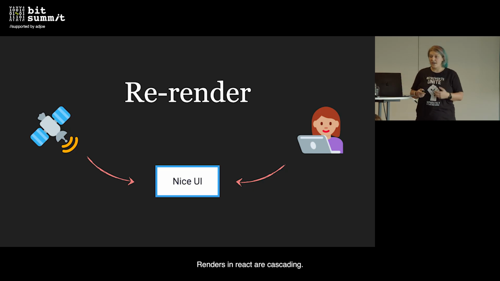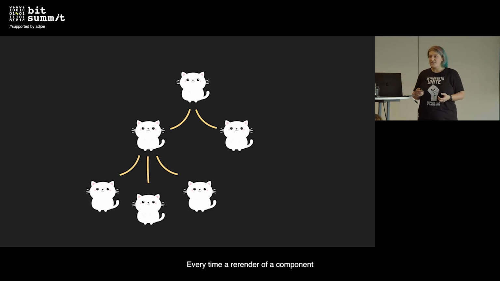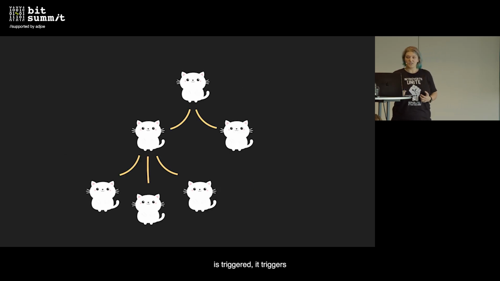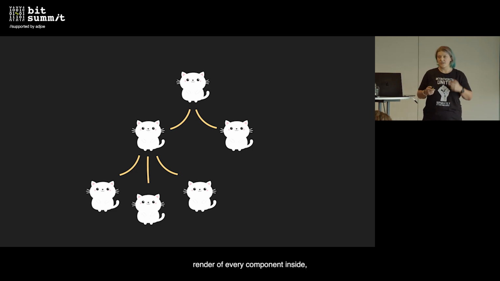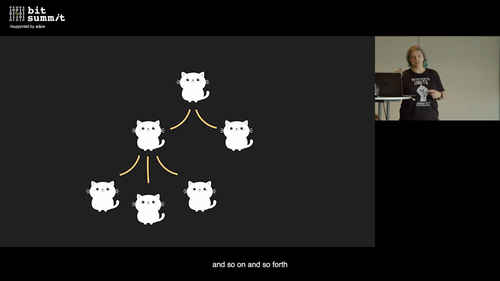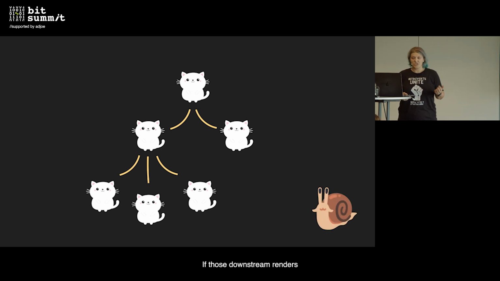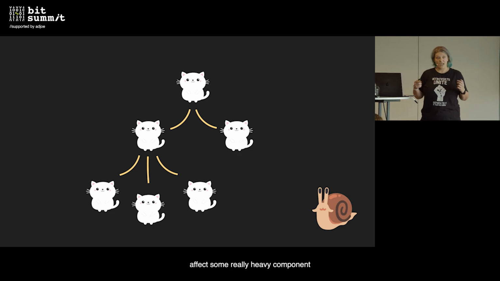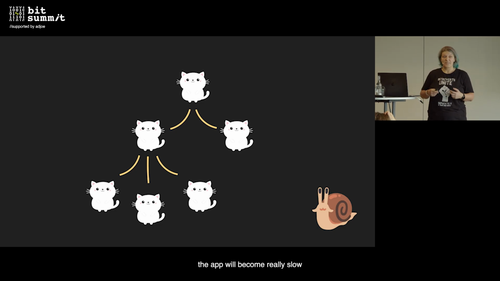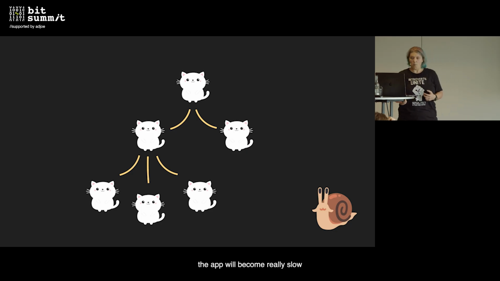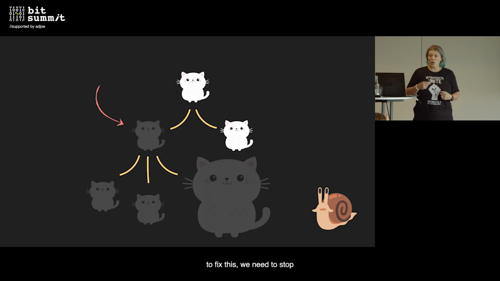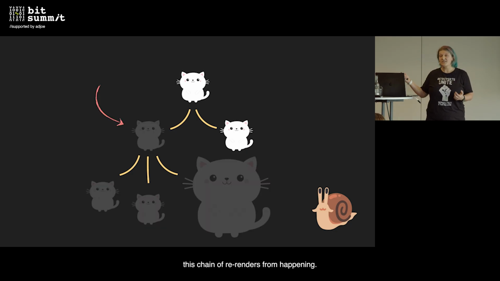Re-renders in React are cascading. Every time a re-render of a component is triggered, it triggers a re-render of another component, that triggers a re-render of every component inside, and so on and so forth, until the end of this component tree is reached. If those downstream re-renders affect some really heavy component, that might cause performance problems. The app will become really slow. To fix this, we need to stop this chain of re-renders from happening.